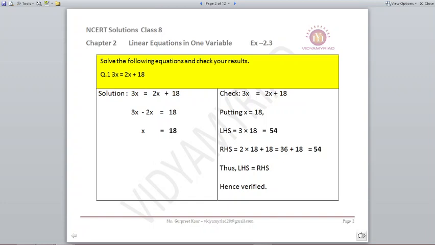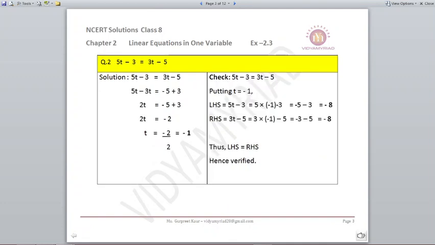So in the left hand side we have only 3x. So 3 multiplied by 18 is 54. On my right hand side I have 2x plus 18. So 2 into 18 plus 18, that also comes out to be 54. Thus we can say that left hand side is equal to right hand side and hence verified. The whole exercise is like this only. Find out the value of the variable given in the question and then put that value in the left hand side and right hand side. See whether the answer is coming same or not.